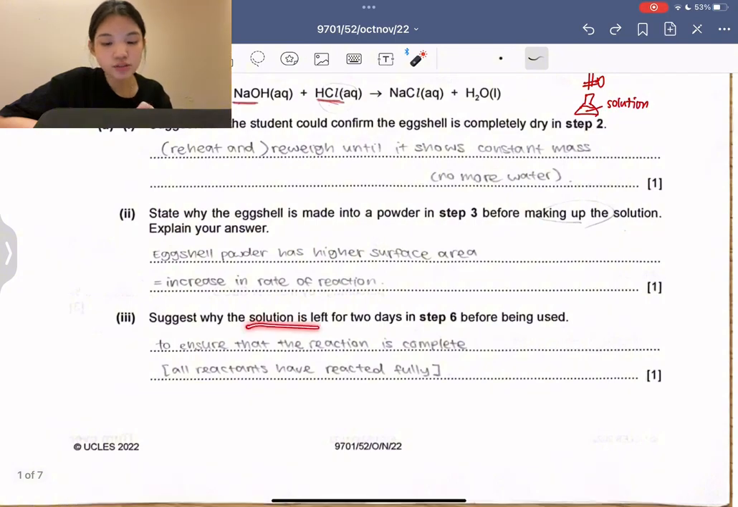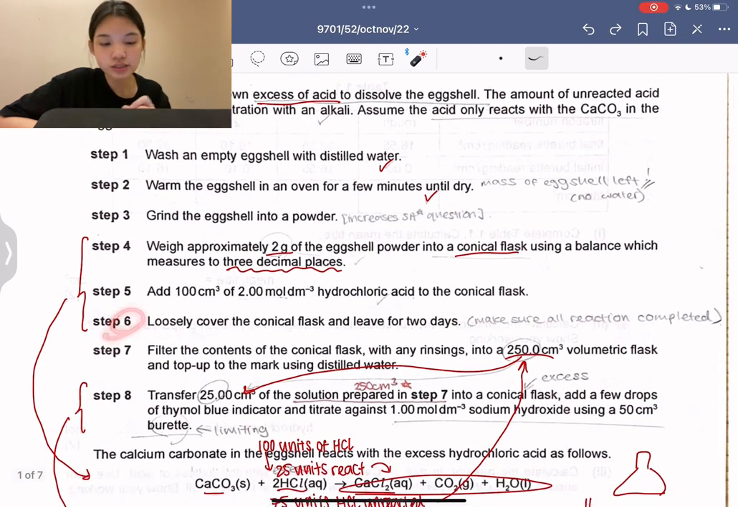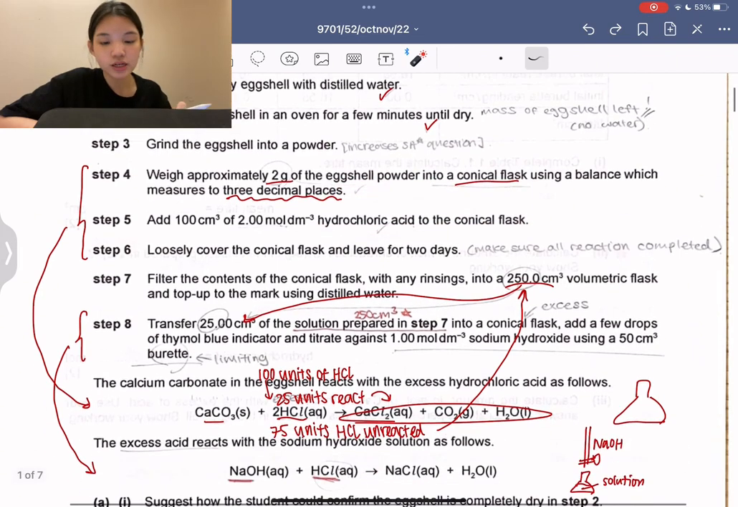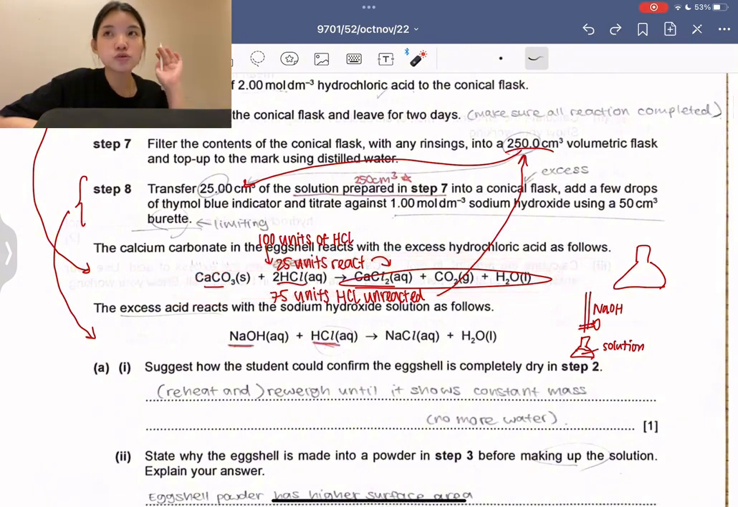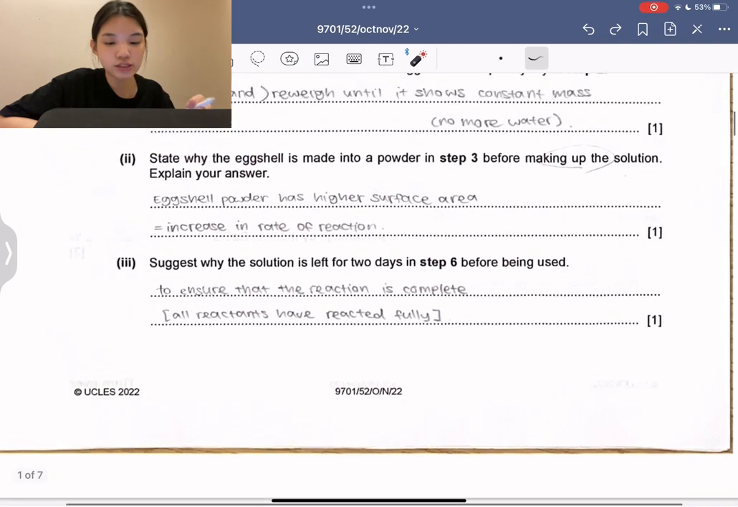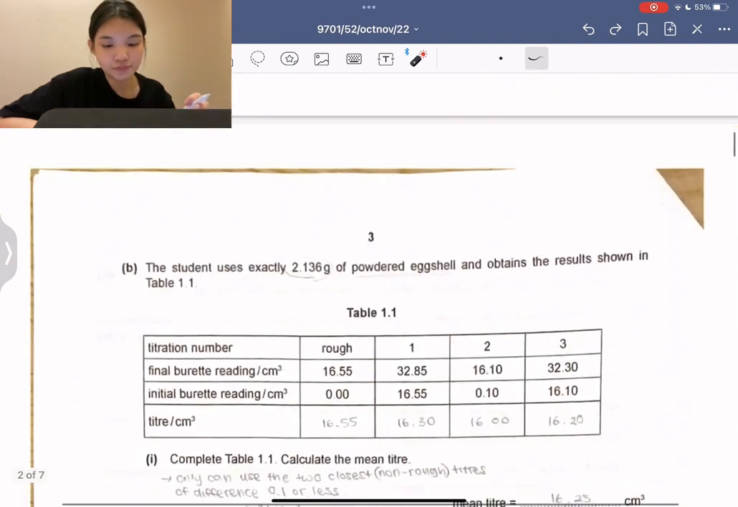III suggests why the solution is left for 2 days in step 6 before being used. So step 6 says that the eggshell powder is placed into a conical flask, then the HCl is added to the conical flask, then you leave for 2 days. So this reaction is left to react for 2 days to ensure that the reaction is complete and all reactants have reacted fully.